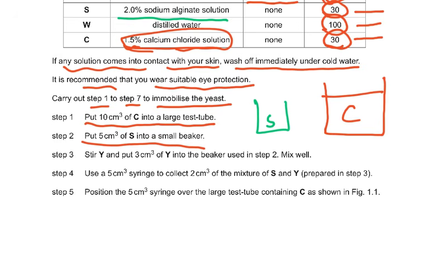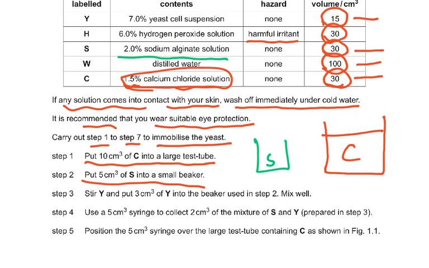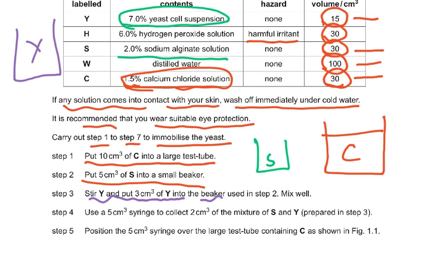Stir Y. What was Y? Y is the 7% yeast solution. So we had that separately. You stir it because you see it starts to foam and some of it settles down. So you stir Y and put 3 cm cube of Y into the beaker used in step 2. Sorry, step 2 was S. So you put Y here. Step 2 was this S beaker. So this was step 2.